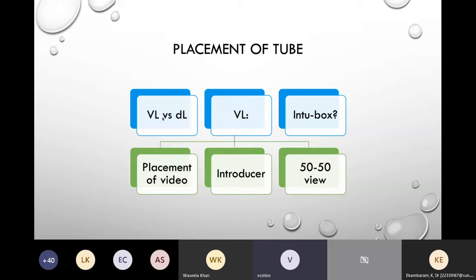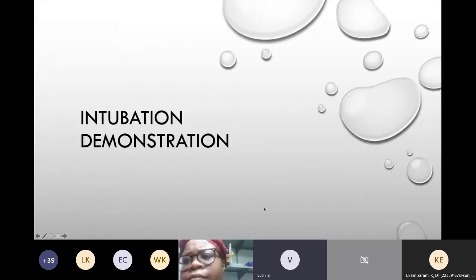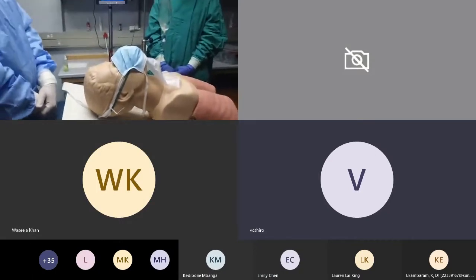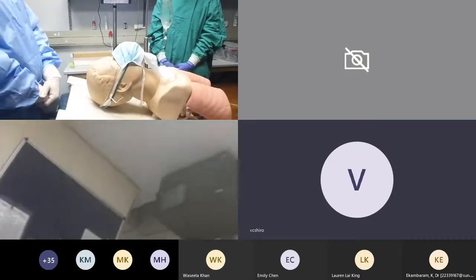So the Intu box, I see it's on the slide, but we're going to leave that for the panel discussion later. So with that, I'm going to leave you in the capable hands of Prof. Engelbrecht to demonstrate the technique. Just note that Prof will not be wearing the full PPE to allow for the sound quality to be optimized. And he's also not going to have any monitors on the patient because that's also going to distort the sound. So I'll leave you with Prof now.